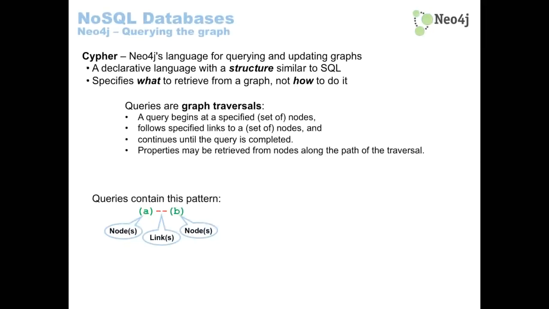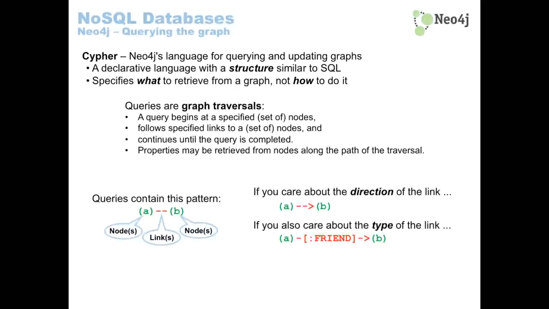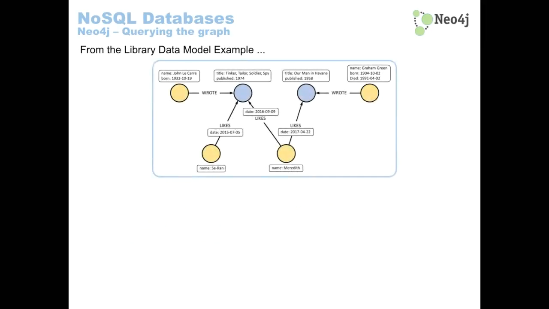And so queries contain this pattern. And I color-coded these so you can parse the queries a little more easily, where the nodes, sets of nodes, are in green, the links are in red. So you have nodes linked to nodes. Now, if you care about the direction of the link, you can put an arrow on it. And if you also care about the type of the link, you can specify what type of link you want to traverse. So remember the library data model that we looked at before?